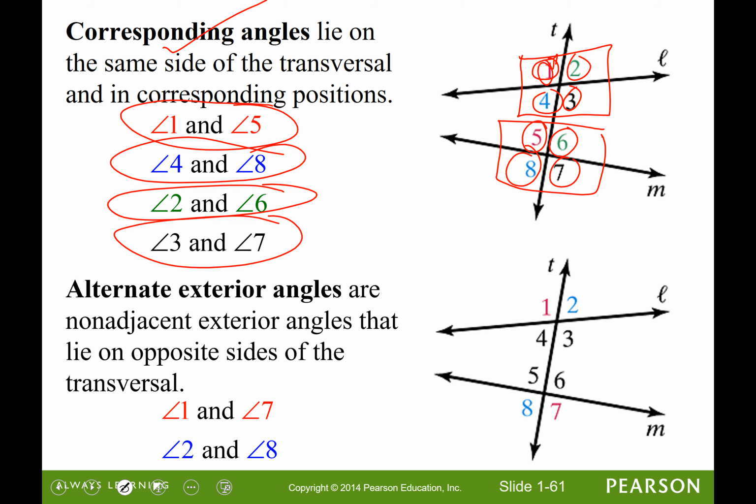Next term, alternate exterior angles. So let's focus on the exterior first for elimination. Exterior, so 4 is out, 3 is out, 5 and 6 are out because those are all interior. So we're down to 1, 2, 8, and 7. And now we focus on this word, alternate. That means on opposite sides of the transversal. So 1 and 7 are alternate exterior angles, and 2 and 8 are alternate exterior angles. Lots of terms coming up.